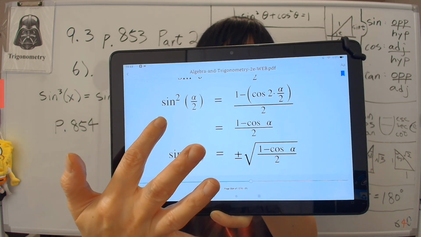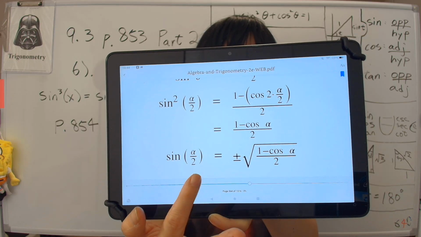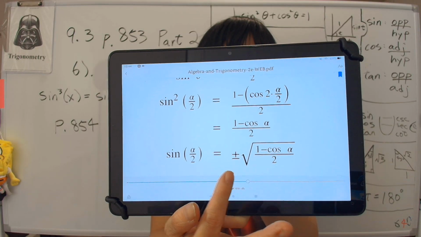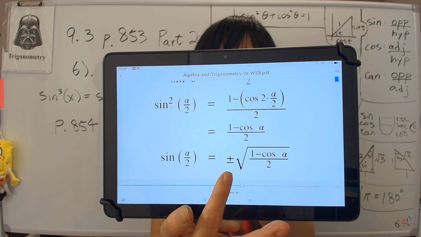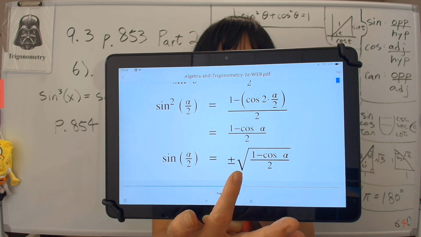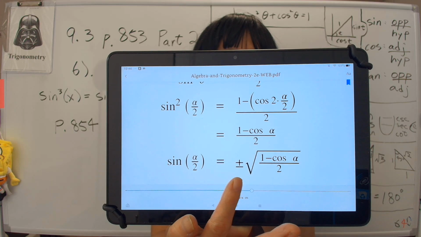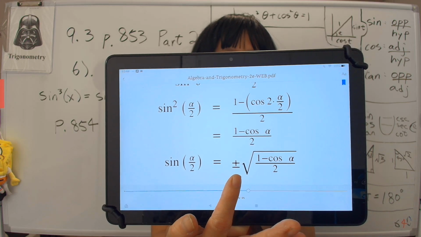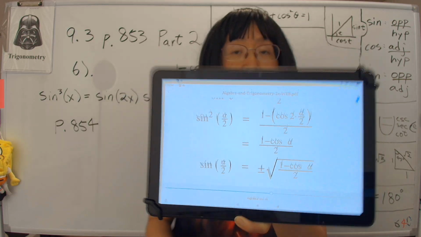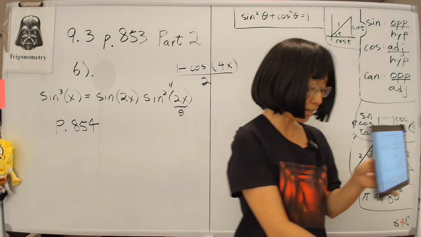In that case, if we take the square root of both sides, then sine alpha over 2 will be equal to the square root of this stuff, with the plus or minus sign in front. That means there are two possible answers: it could be the plus or the minus. Instead of writing two things, we put the two equations into one, which is why there's a plus or minus sign over there.